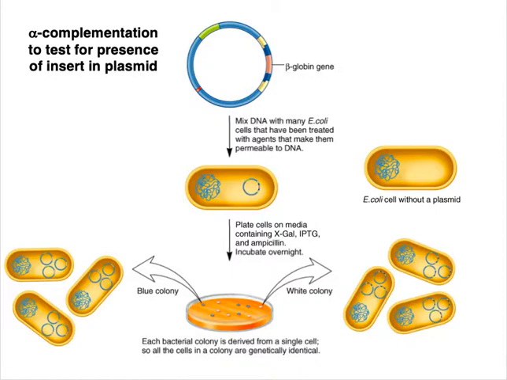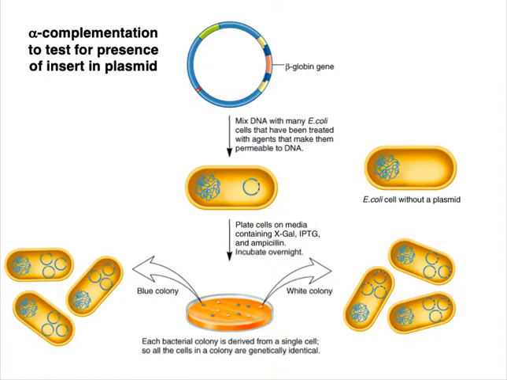So here we are with our plasmid with the inserted beta globin gene. We transform it into E. coli or some bacteria, and we plate it on a petri dish that has our selectable markers. One of them is the antibiotic ampicillin, and then the other one, well, there's two actually. There's a sugar called IPTG, which is going to initiate expression of beta-galactosidase, and then there's also a substrate called XGAL. XGAL can be digested by beta-galactosidase, and when it's digested, it makes a blue color.